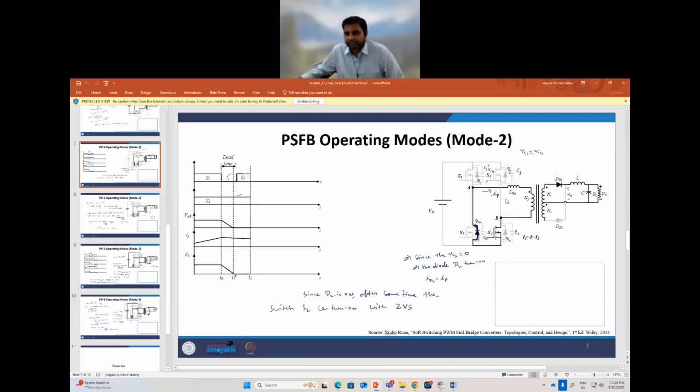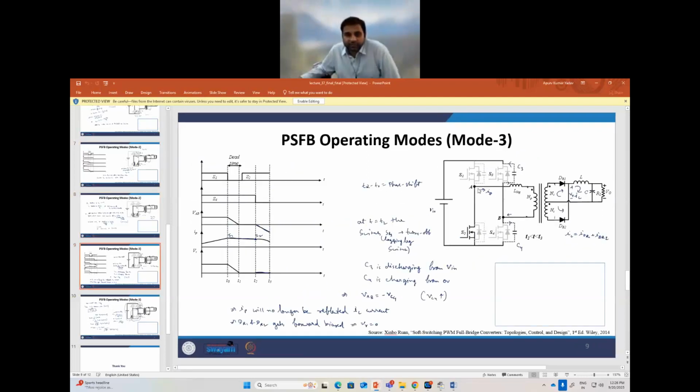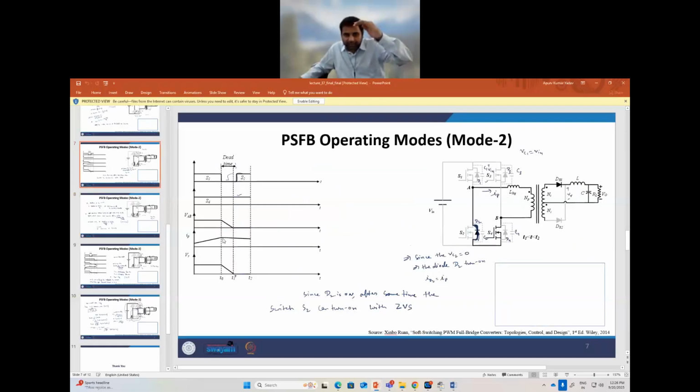Okay, sir. And when VAB is negative, is the leakage inductance responsible for making IP negative or decreasing IP? See, now during this time VAB is negative. That means, finally, whatever current you are trying to do from here, the current was slowly falling down. If you see, the current is not a straight line, it is slowly falling down.